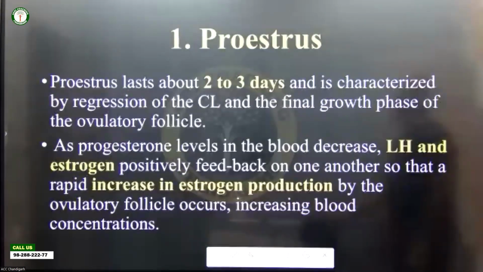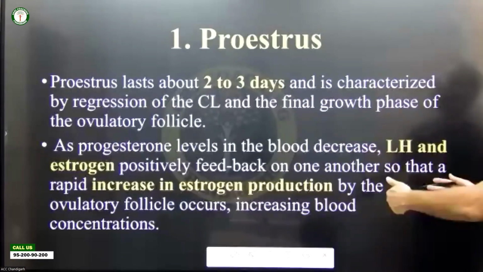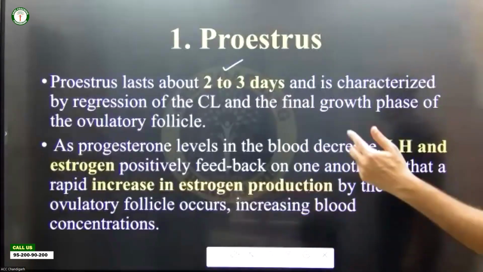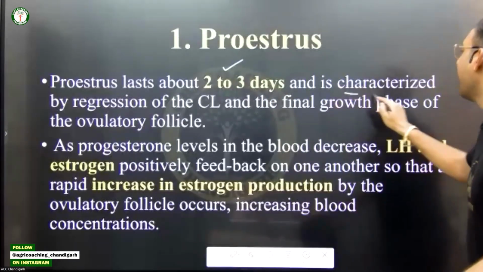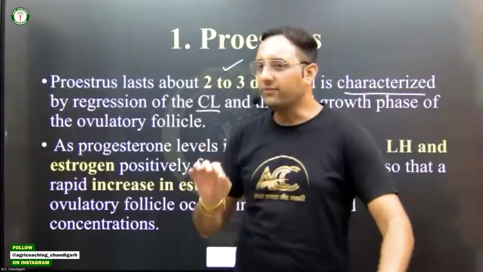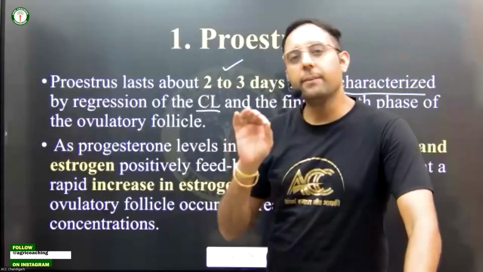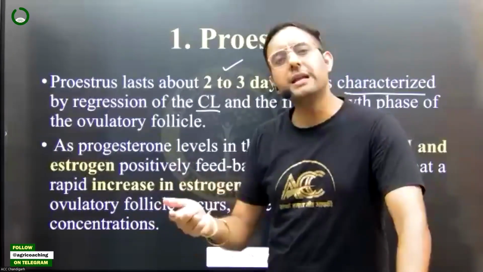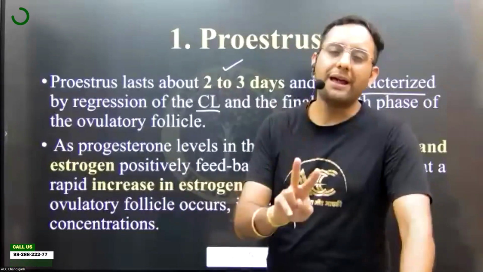Coming to the first stage, Proestrus. Proestrus is something which is preparing the cow for the estrus. Proestrus lasts about 2 to 3 days, and is characterized by the regression of CL. Because if CL will be there, then the phase will be known as luteal phase, and luteal phase will be there in Metestrus or Diestrus.